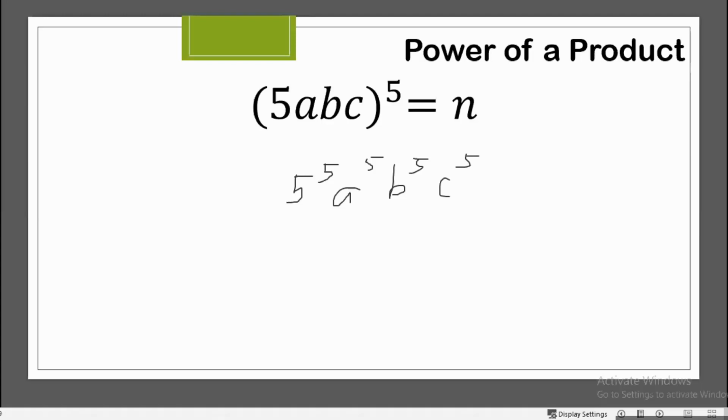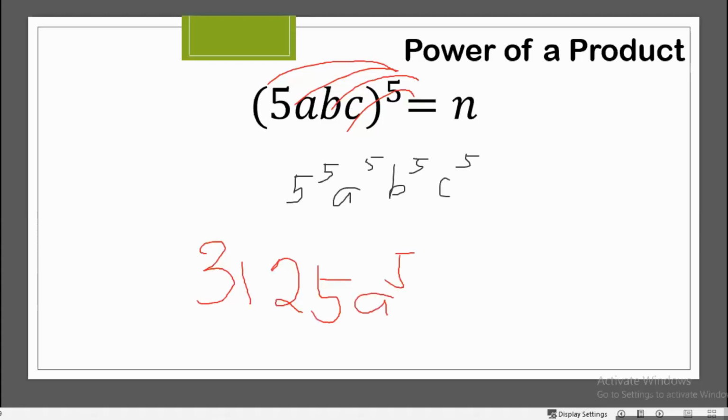Okay, so distribute mo rin yung exponent doon sa labas, dito sa bawat isa, dito sa loob. So what is 5 raised to the 5th power? So you need to multiply 5 times 5 times 5 times 5 times 5, and that is 3,125. Okay, next.